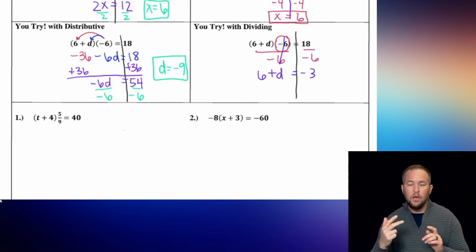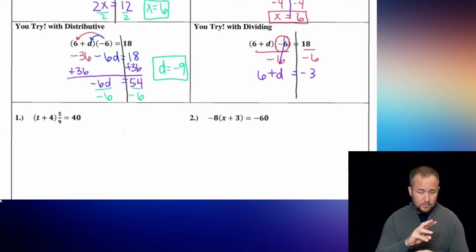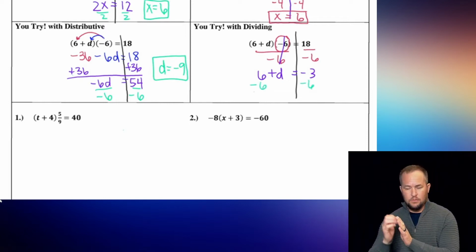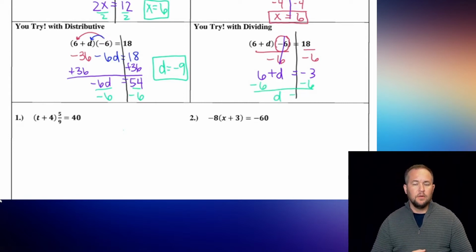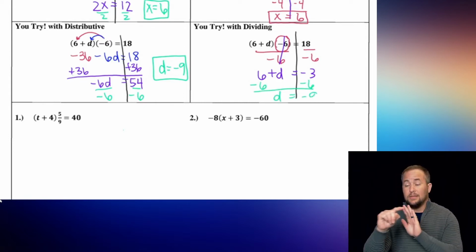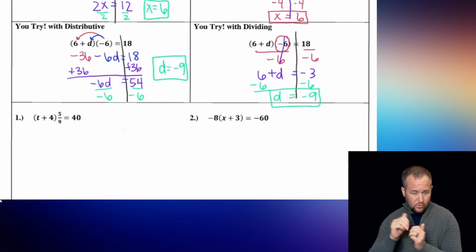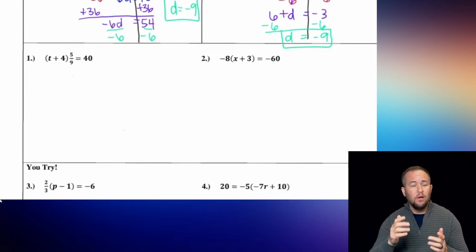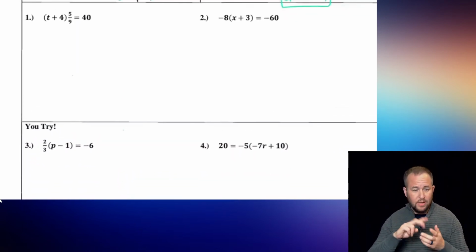Then my last step over here is I'm going to do the opposite of this +6. So the opposite of +6 is a -6. So I'm going to subtract 6 or do the opposite of that. And I end up with d equals a -3, and a -6 does give us a -9. We end up with that same answer. Hopefully you got -9 for both of those. We're going to do a couple more practice problems, and then you're going to try 2 more.